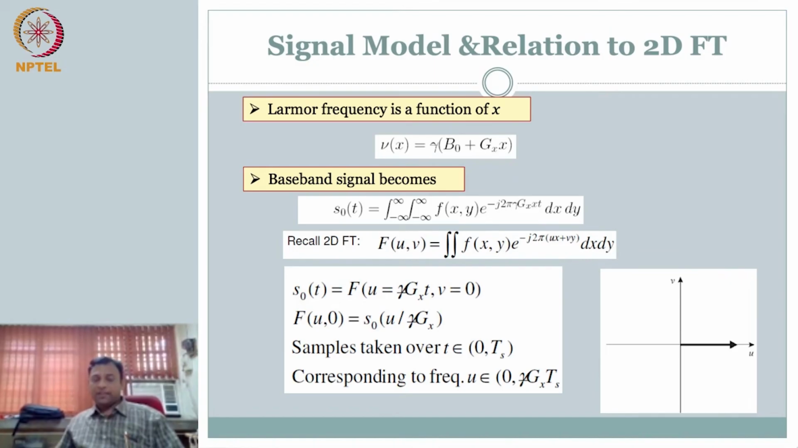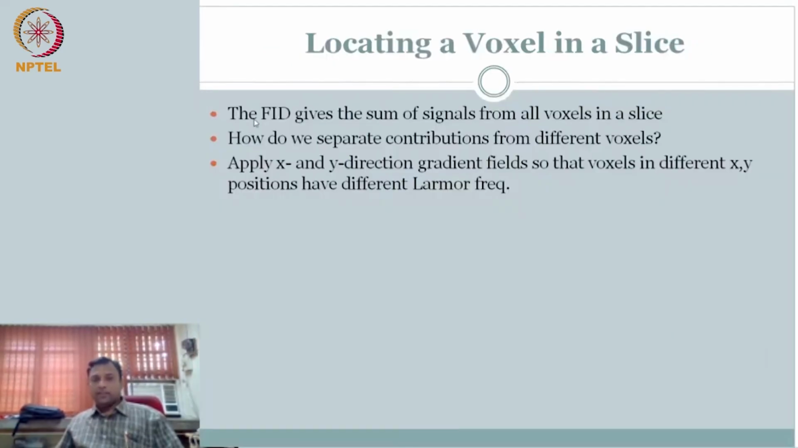Clear? So fantastic. So let's see how, if we have to do all this, we need to cover different strategies we can use. So first is, our objective is still locating the voxel in the slice. Your FID gives sum of signals from all the voxels. So you are getting one from the whole slice. Now our objective is to separate the contributions from different voxels.